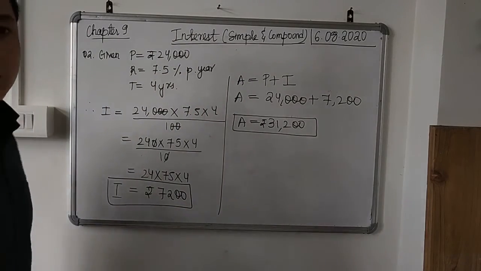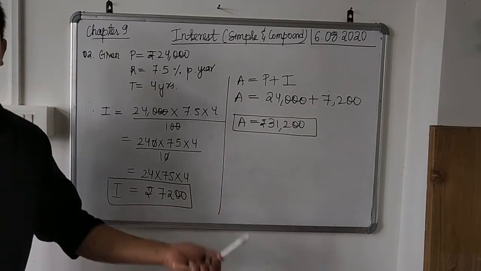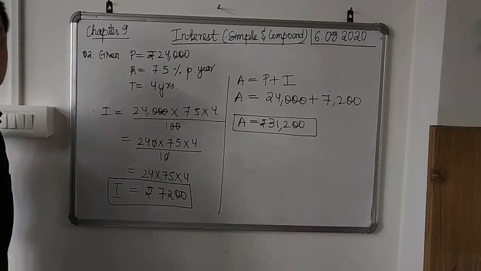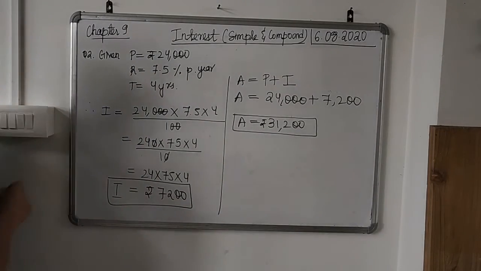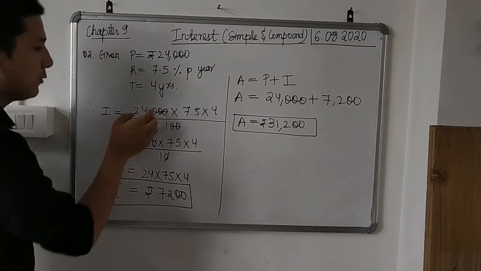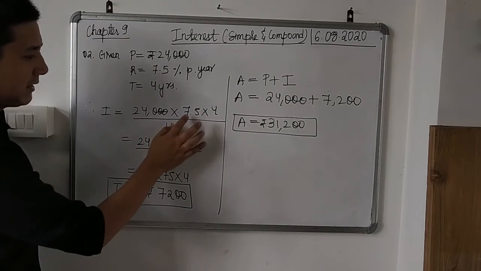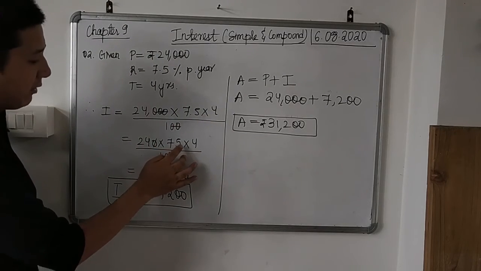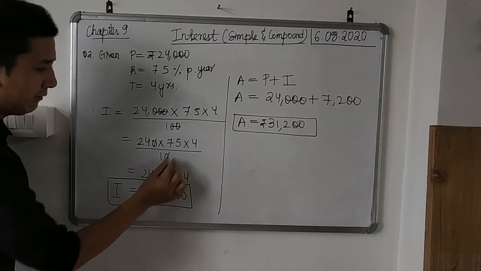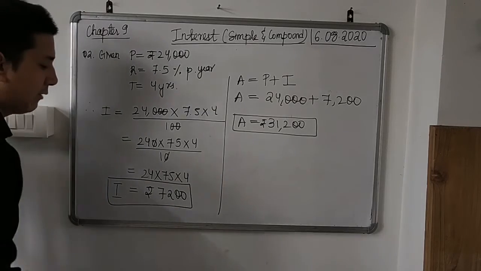That's the question. So for that, see, suppose you are borrowing 24,000 from your friend, then after 4 years, obviously you have to give more than 24,000, isn't it? And that more, that thing is the interest. So formula is PRT by 100. Put the values accordingly, and then cancel out 0, 0 gone. 7.5 I've converted as 75 by 10, 0 gone. So 240 into 75 into 4, and if you multiply it, you'll be getting 7,200.